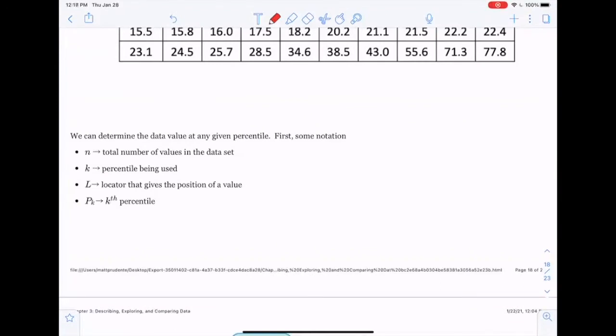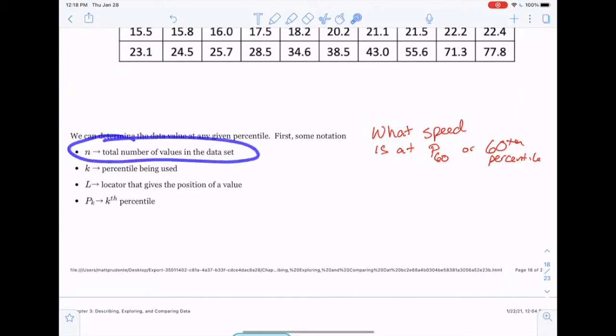Another type of question we might want to ask is what data value corresponds to a given percentile. For example, what data speed is at P60, or the 60th percentile? Kind of going backwards. I know the percentile, and I want to find the data value, in this case the internet speed that corresponds to the 60th percentile. To do that, we're going to go through a little flow chart. We want to come up with some values first. Again, n is the total number of values in our data set.